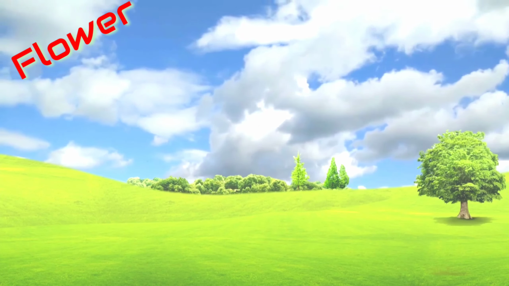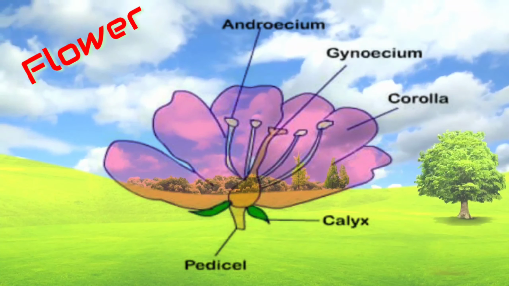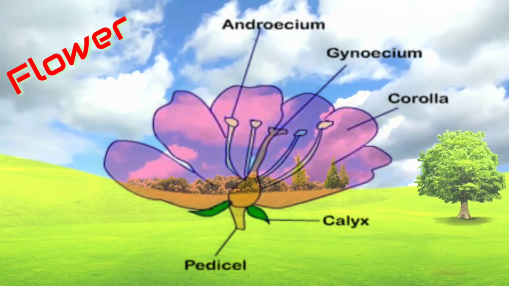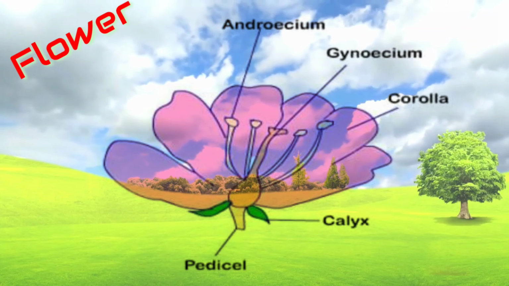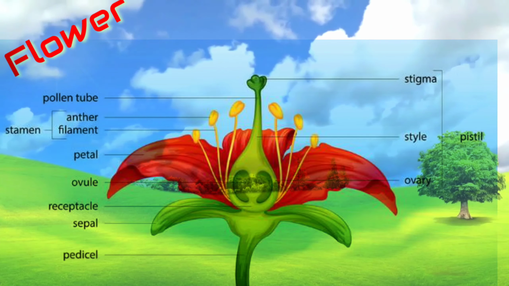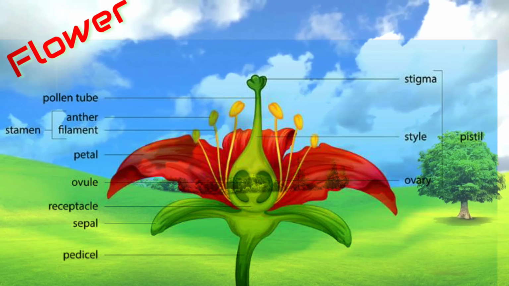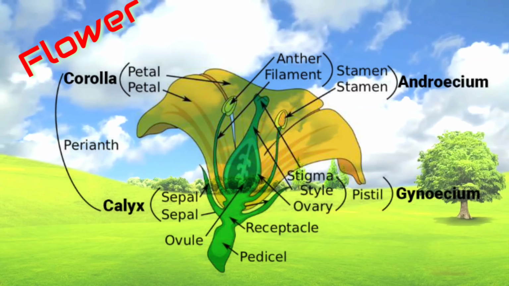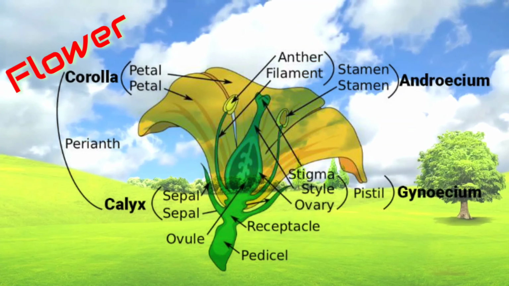Now the fourth part is flower. A flower may have a long or short stalk called pedicel. One end of the pedicel is attached to the stem. Petals and other parts of flowers are supported on the receptacle. Calyx, corolla, androecium and gynoecium are different parts of a flower.